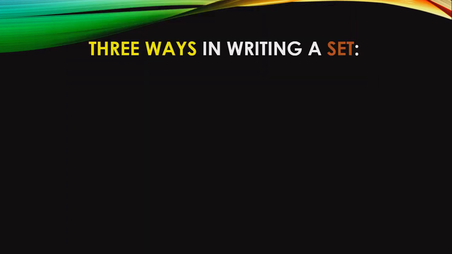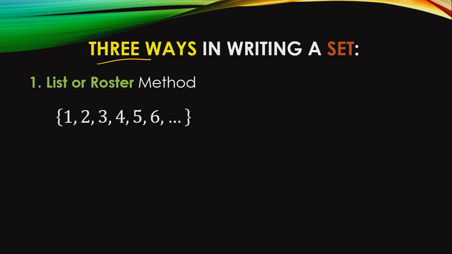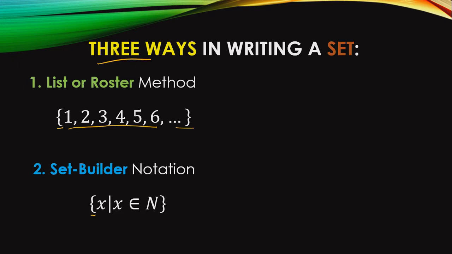There are three ways of writing a set. The first one is the list or roster method. To write this, we just write the numbers or objects or elements inside a brace. Next is set builder notation. This is the format we will follow: braces, then x, bar, x is an element of N. Then there is our condition. So x, then a bar, or we can use a colon, and then x is an element of, and then our condition.